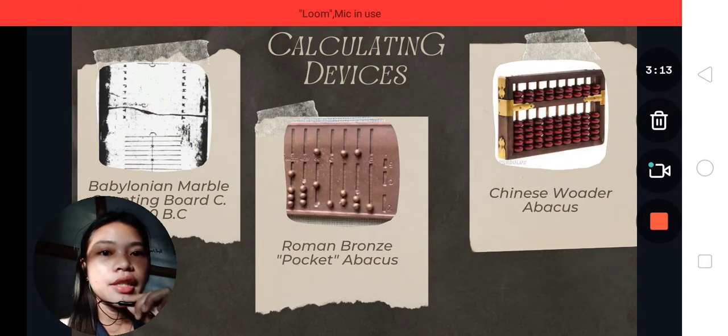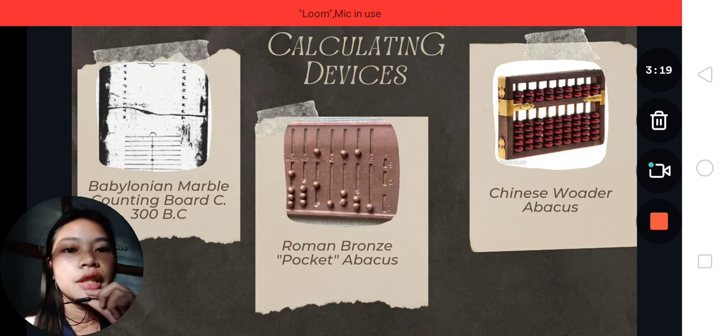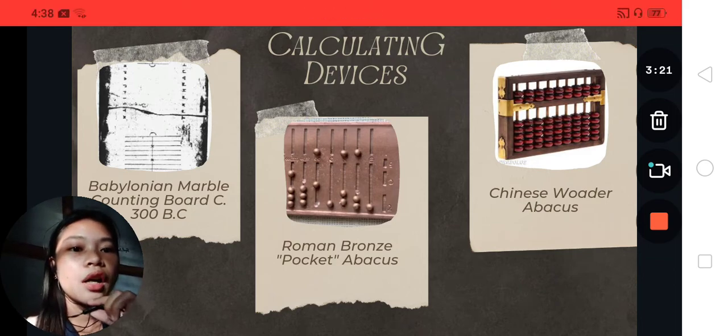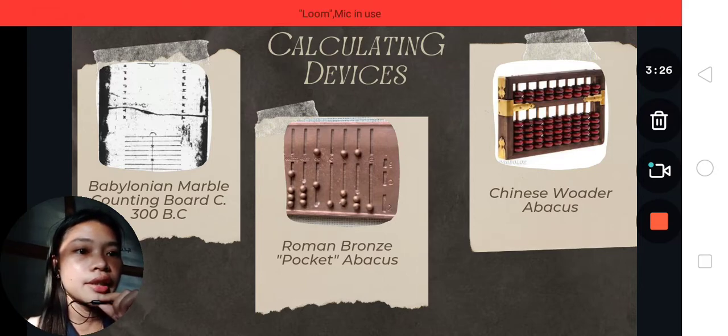Calculating devices. These are the Babylonian counting board, the Roman bronze pocket abacus, and lastly the Chinese water abacus.